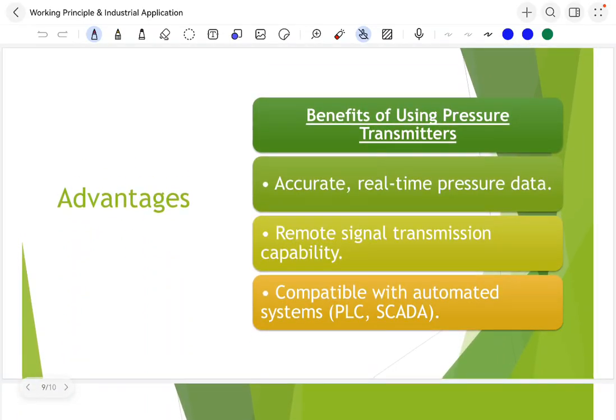Now, the advantages and the benefits of using pressure transmitters are accurate real-time pressure data, they can also provide remote signal transmission capability, and they are compatible with automated systems such as the PLC and SCADA.